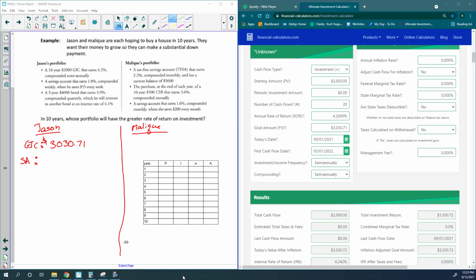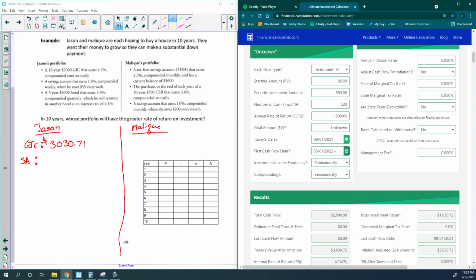Okay, and so now we've got the savings account, so I'm just going to do SA for savings account. That one is 1.8% compounded weekly, where he saves $55 every week. So for this one, we don't have any money at the beginning, but he's going to be doing $55 a week. We're doing it weekly for 10 years, so 52 weeks in a year for 10 years. That's 520 times altogether. His interest is only 1.8%. Goal amount is unknown, and today's date is the first of the month.